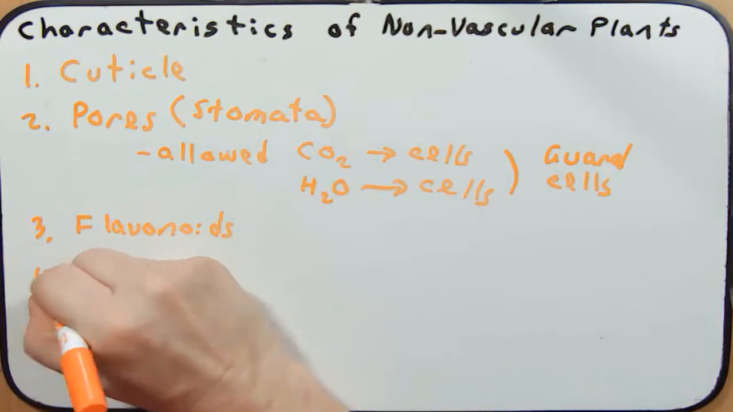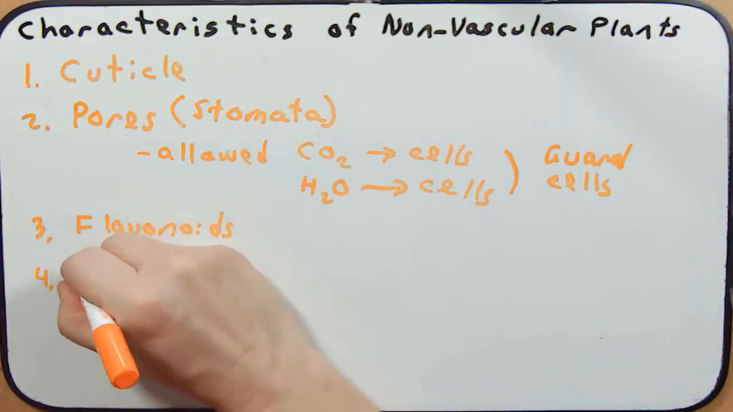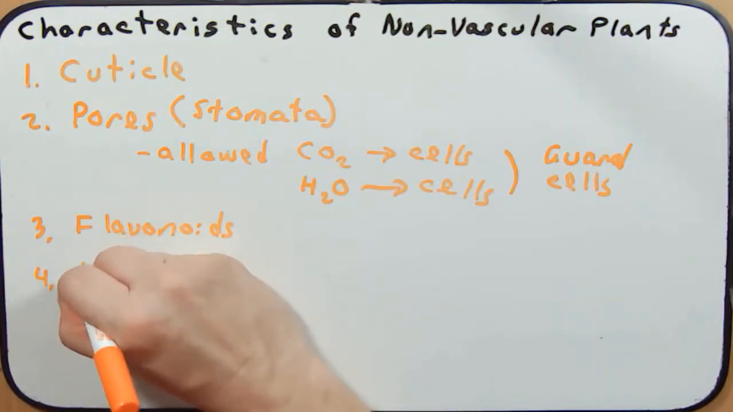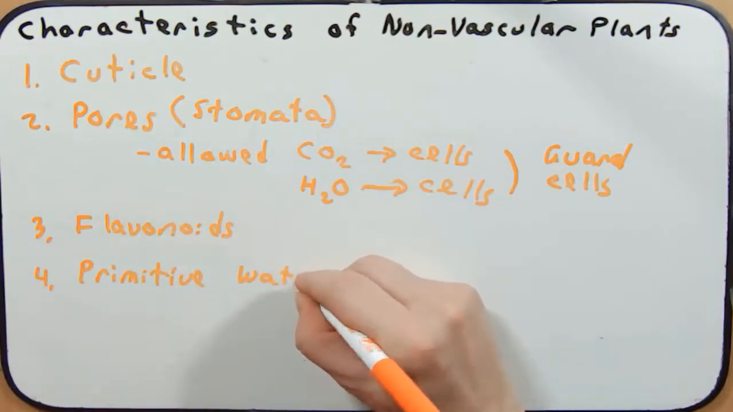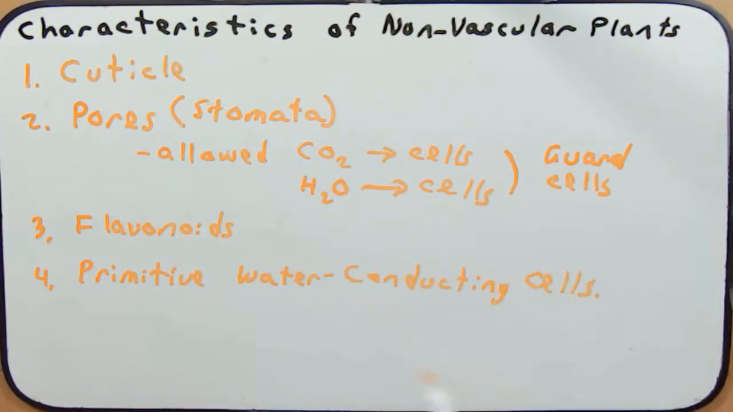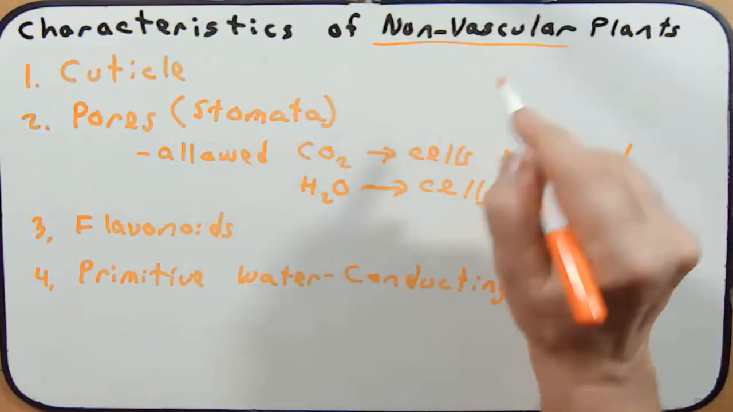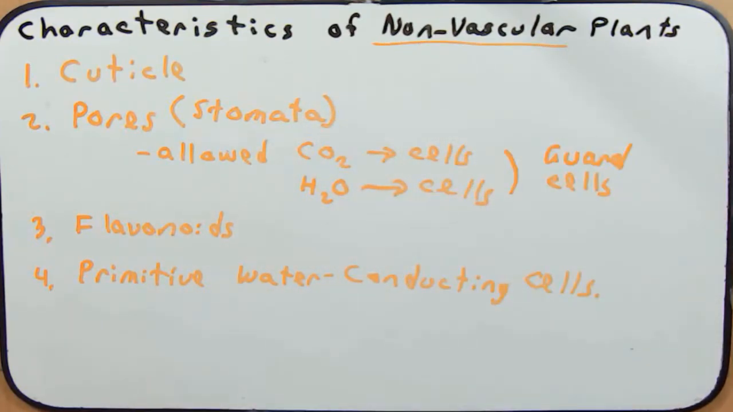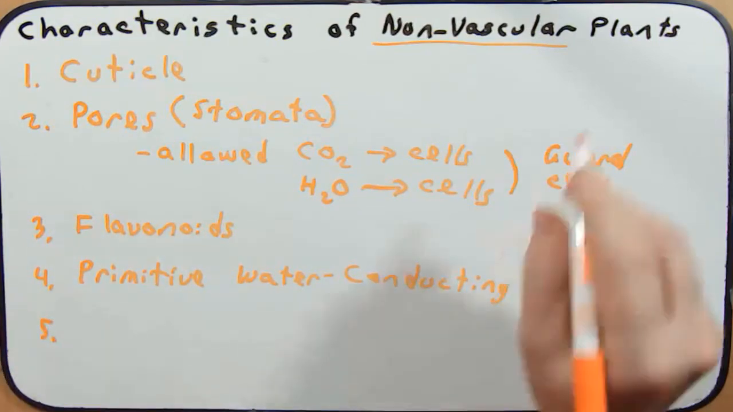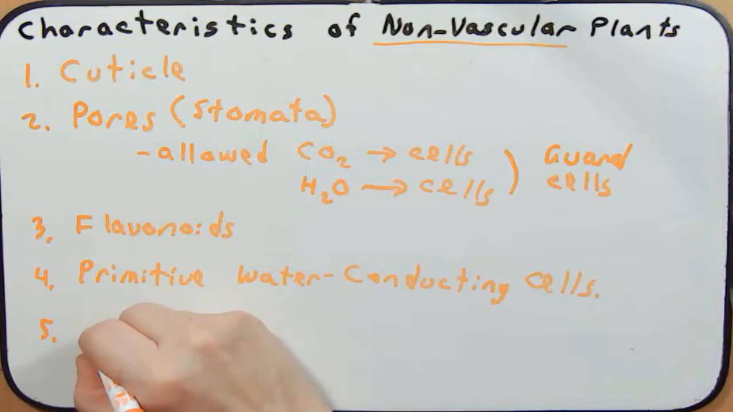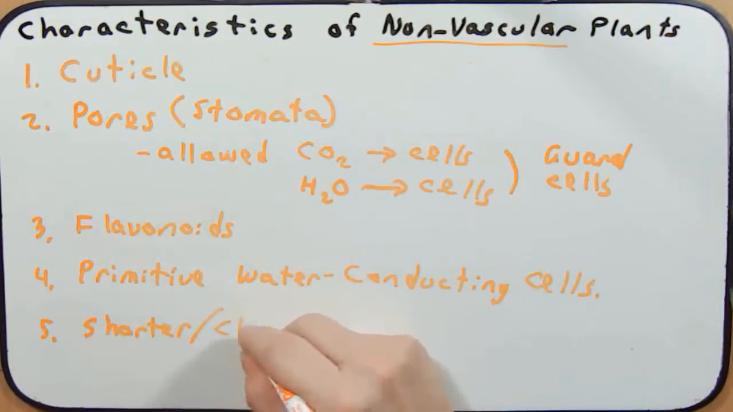All right, and the fourth one is that non-vascular plants have primitive water conducting cells. This is one of the keys to them being non-vascular. They don't have vascular tissues. They don't have a system of tubes that allows water to be transported over long distances. And that's one of the reasons that non-vascular plants are much shorter and closer to the ground. In fact, we probably should just list that here as another characteristic of non-vascular plants, and that is that, as I just said, they are shorter, closer to the ground.